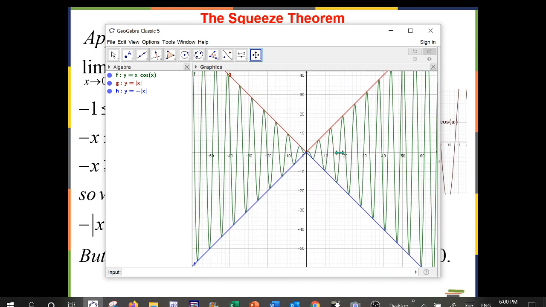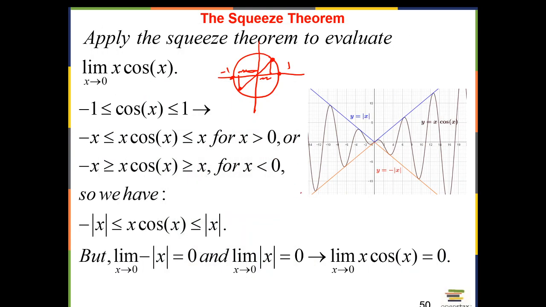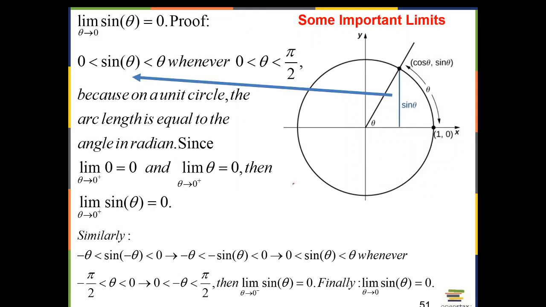So as you approach 0 from right and from left, what happens to the function values on the green one? They approach 0, even though they fluctuate, right? But they approach 0. And that's the idea. Okay? So this limit, based on the squeeze theorem, equals what we just found.